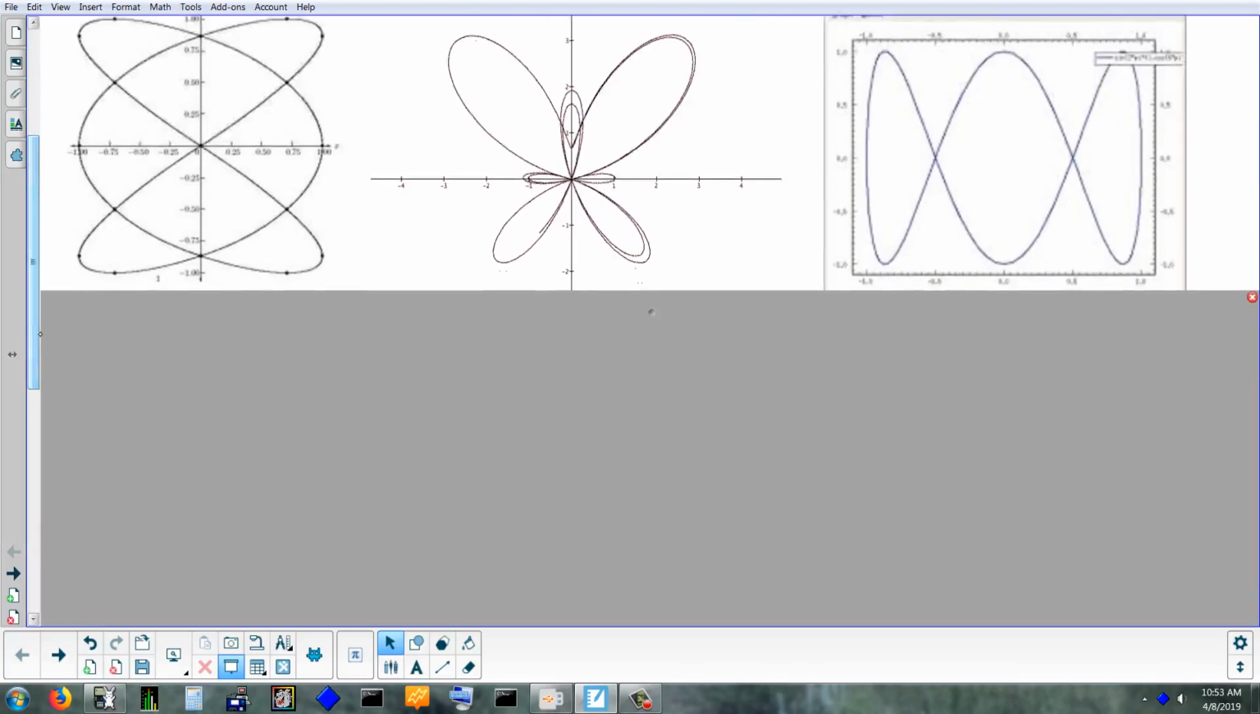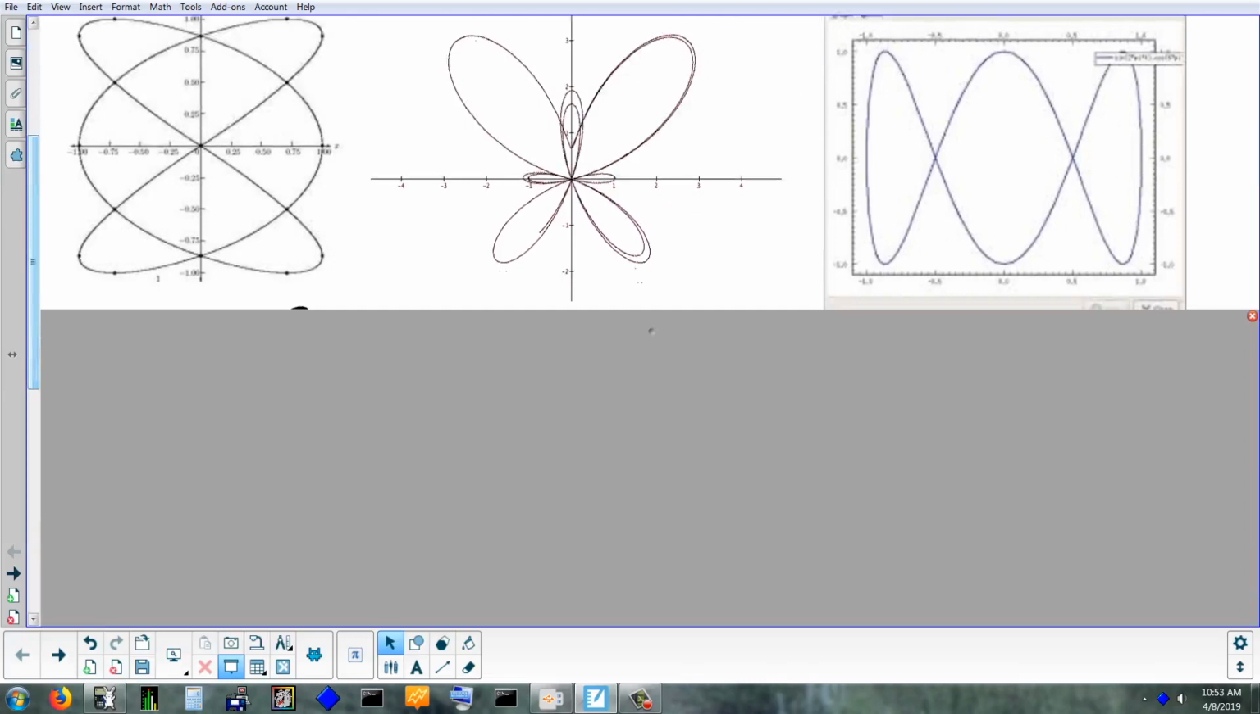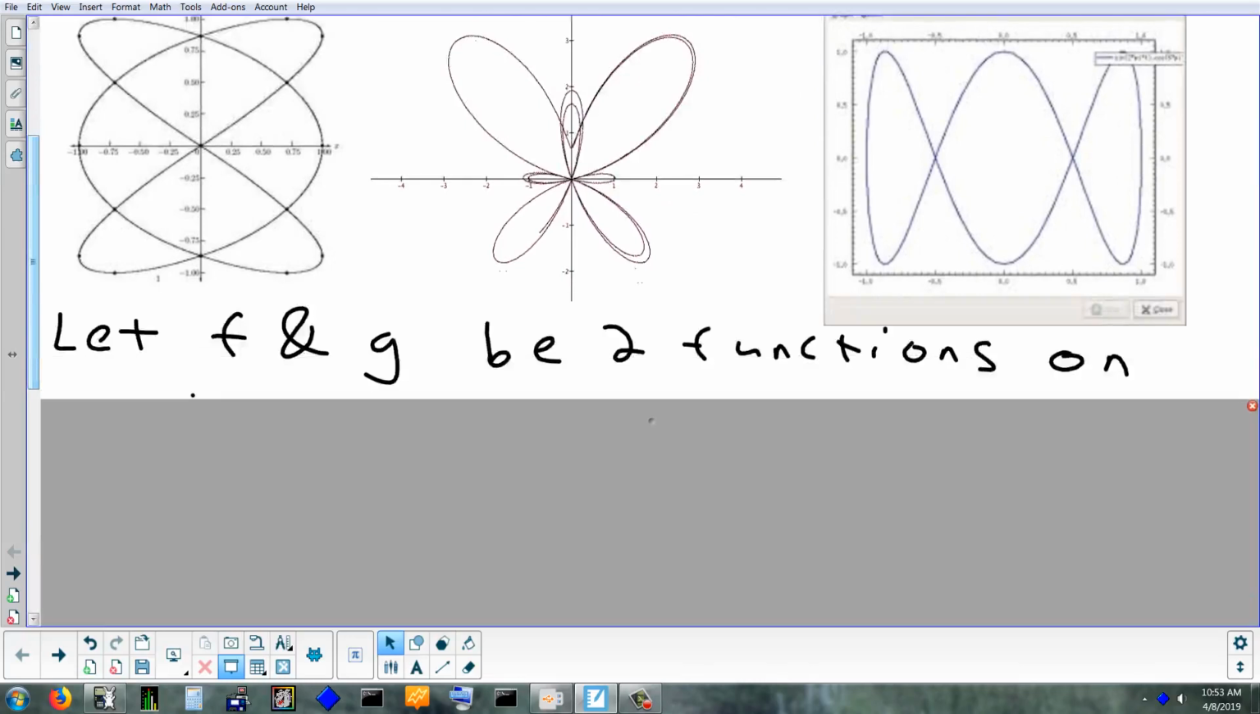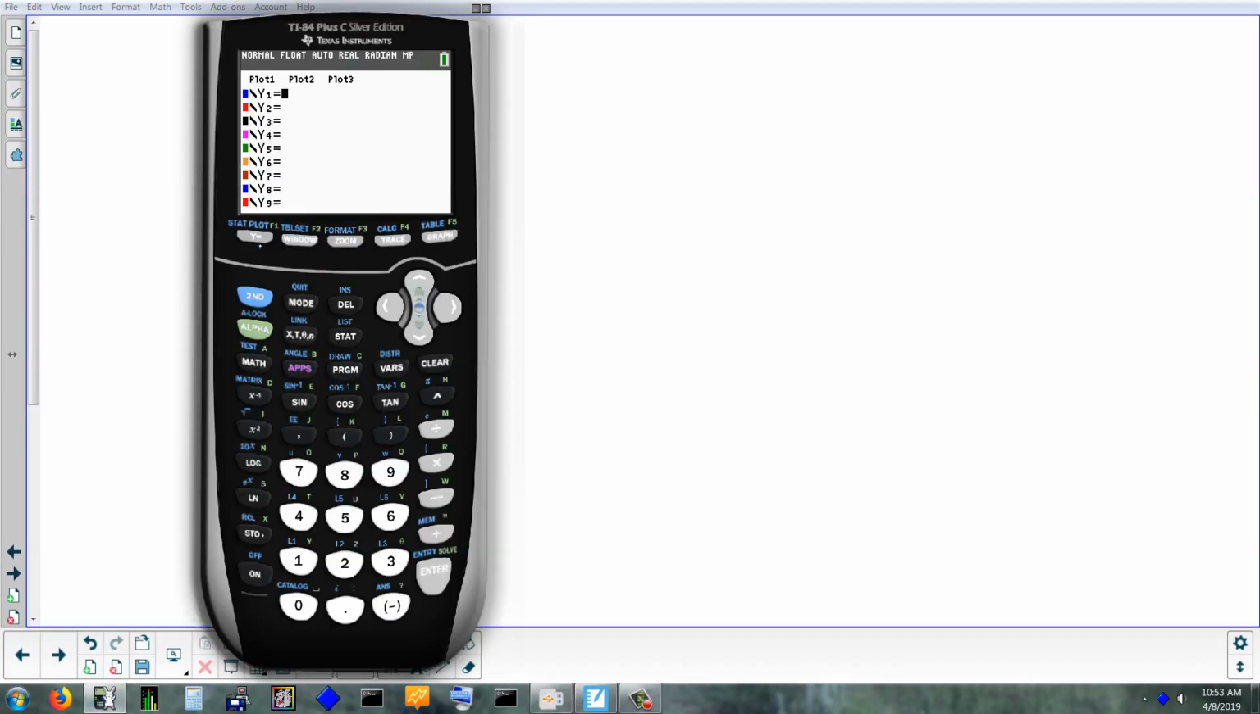So, first I'm just going to kind of explain what parametric is, and then we'll do some stuff on the calculator. So, first thing is when you're doing something parametrically, it involves having two functions. Okay, two functions. So let's just go like this. Put it on y equals.